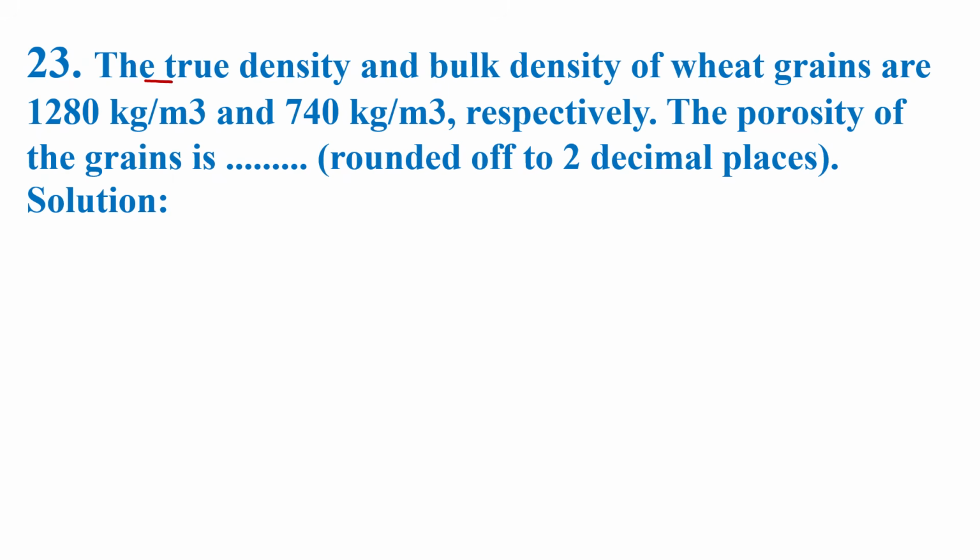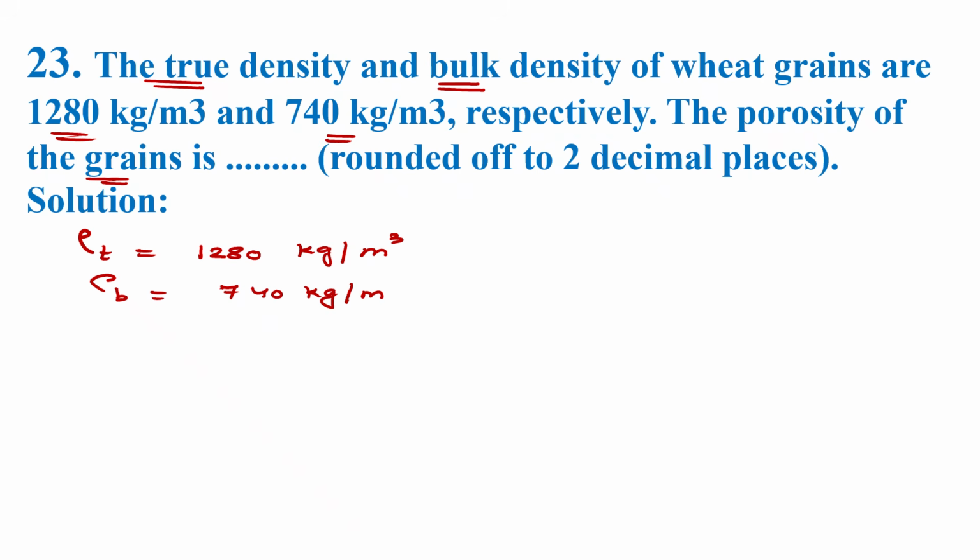And the bulk density of the wheat grains are given to us, we have to calculate the porosity of the grain. So first, what all things are given to us? True density, that is 1280 kg per meter cube, and the bulk density 740 kg per meter cube. Now we know the formula of porosity, that is 1 minus the bulk density by its true density.